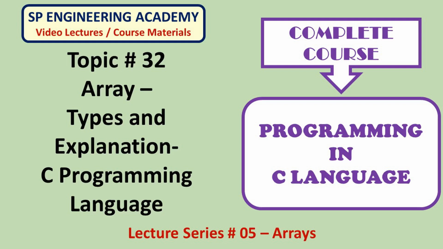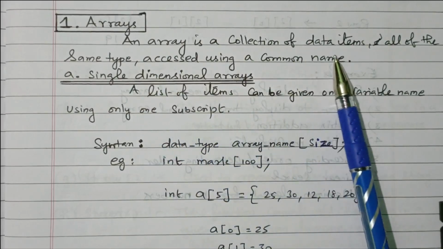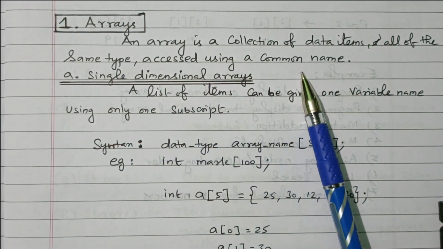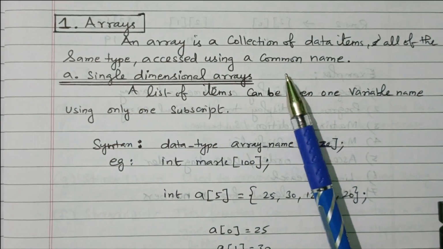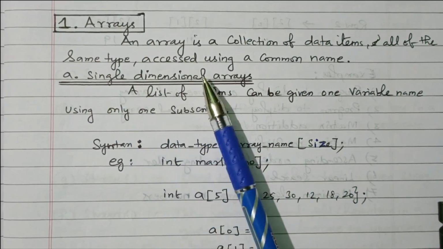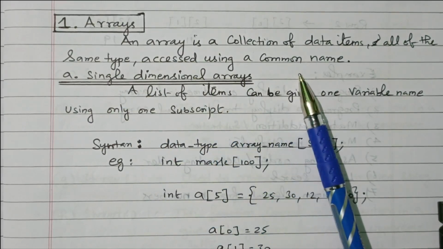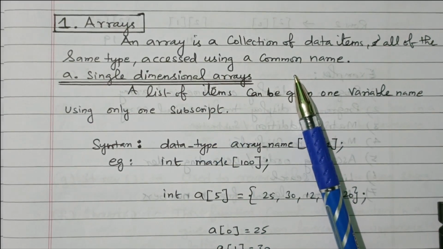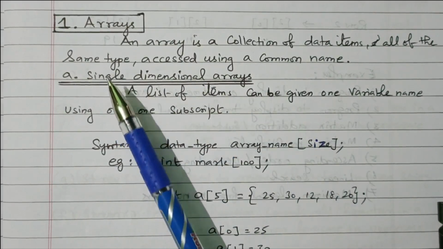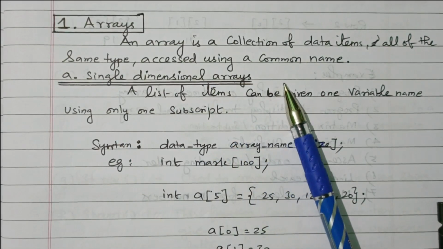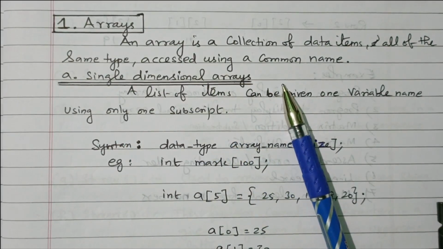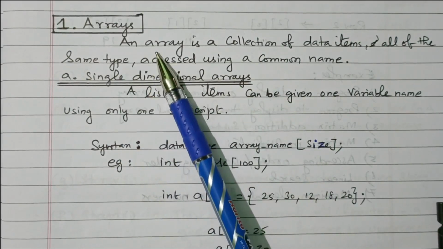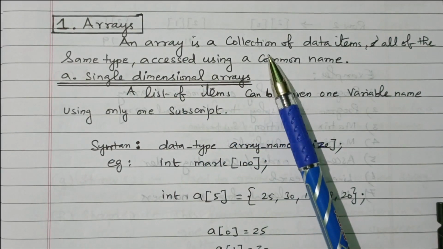Now we'll go to the topic, arrays. An array is a collection of data types, all of the same type, accessed using a common name. We can access the data with the common name. We have one more topic available, structures, that is a collection of different types of data. An array is a collection of the same type of data. In order to avoid repeated variable names, we can have a common name with the same type of data. For that we are using arrays.